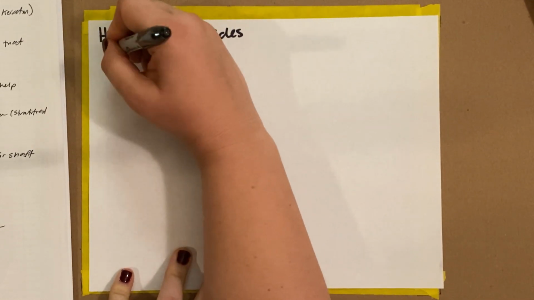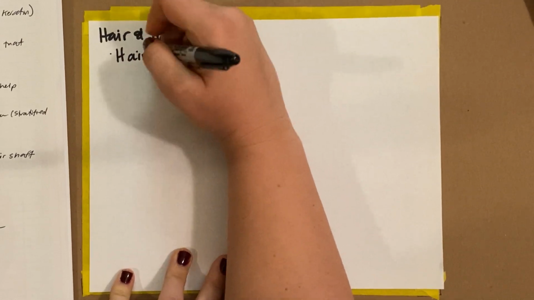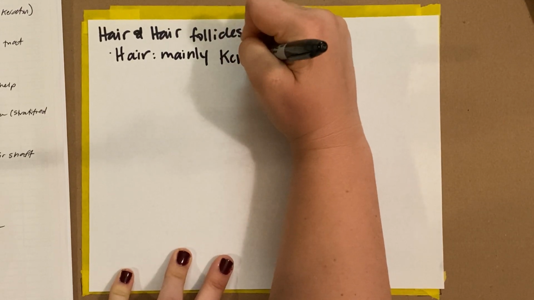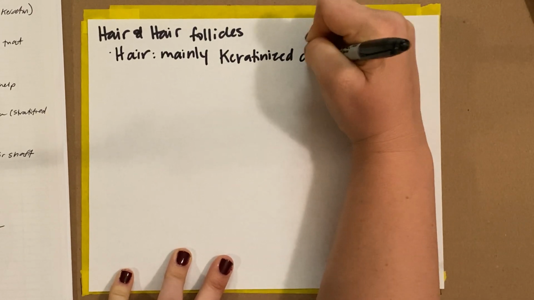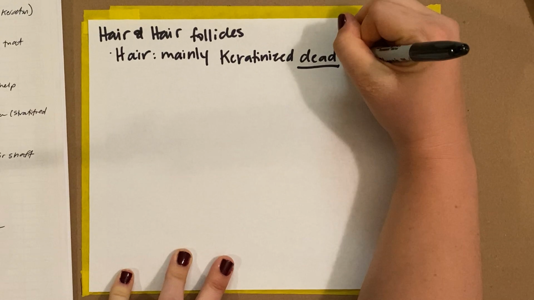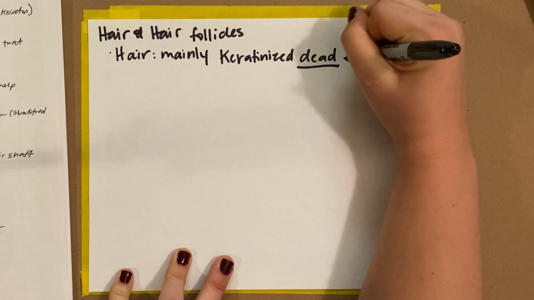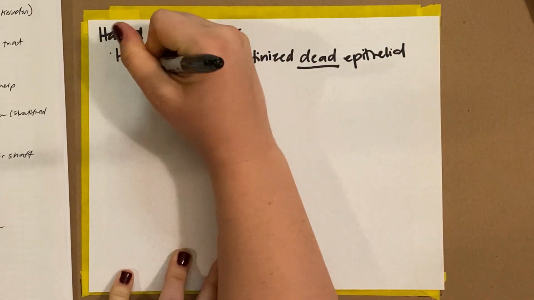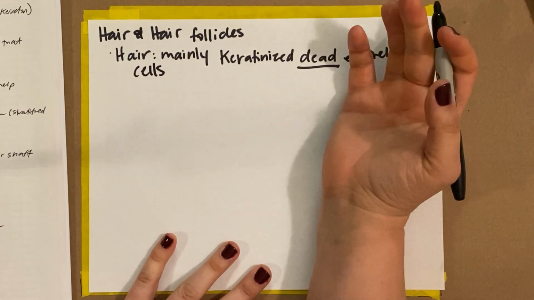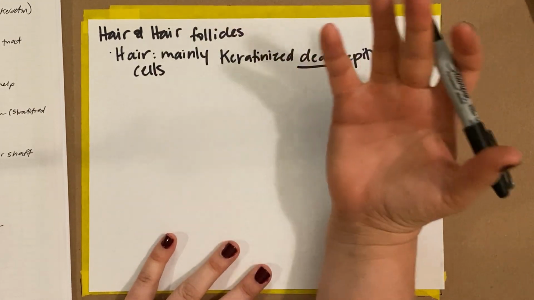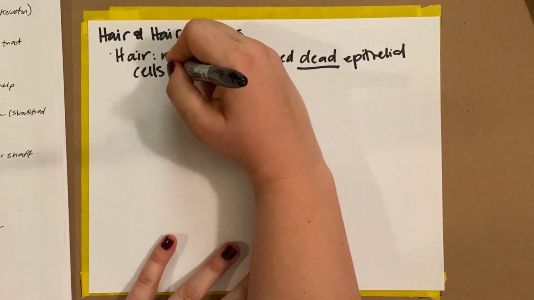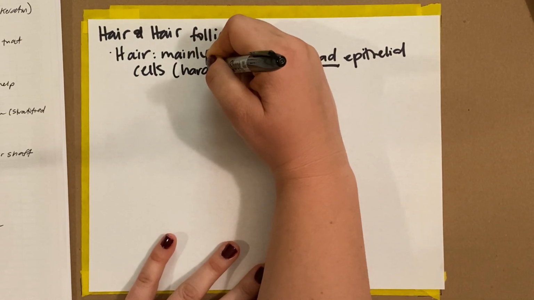So one of the main things is hair is mainly dead. Hair is going to be mainly keratinized, dead epithelial cells. This is important. Hair is not really alive. There are parts of the hair that are alive at the very bottom, but most of it is dead. Okay, and there are different types of keratin. We're not really going to go into too much information about this, but there's something called soft keratin, and there's something called hard keratin, and this is going to be a type of hard keratin. So it's tougher.